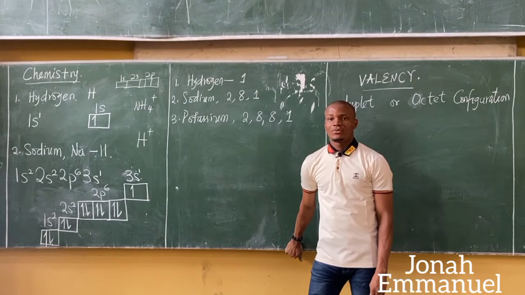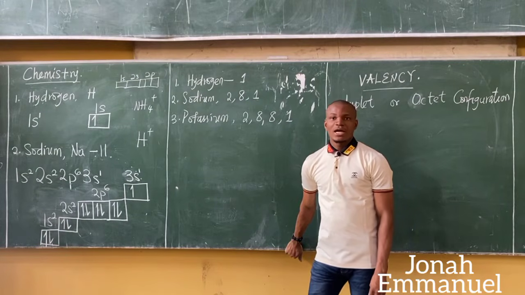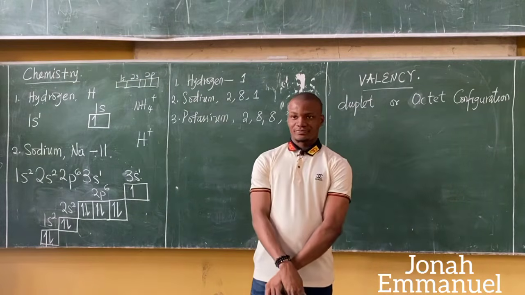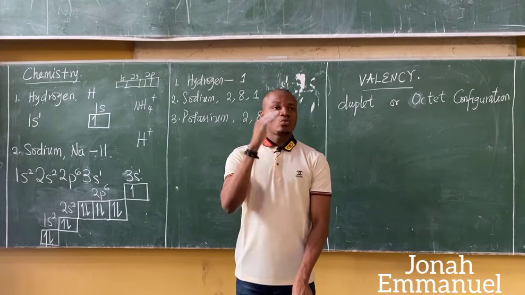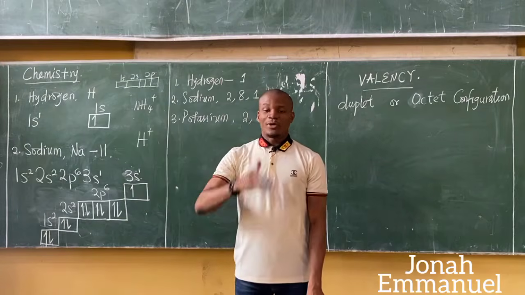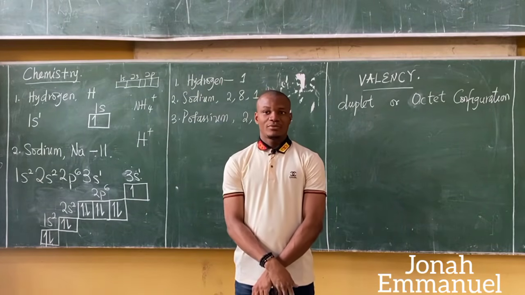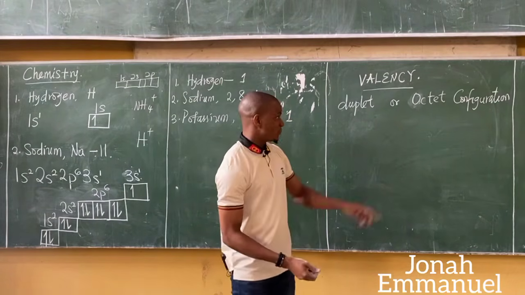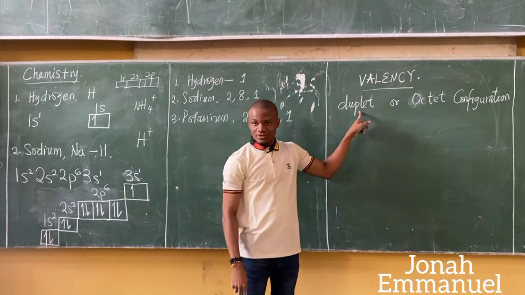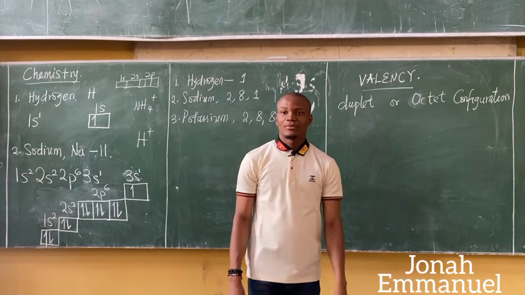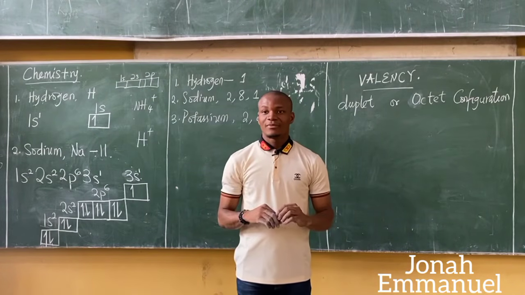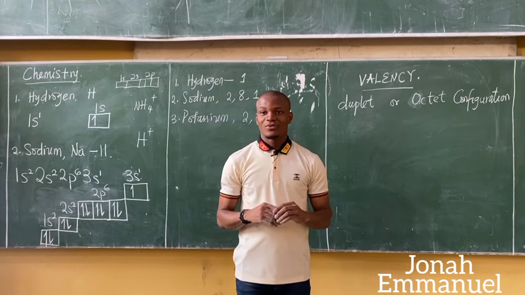Yes or no? Calcium is atomic number what? 20. What will be the configuration? 2, 8, 8, 2. With 2, 8, 8, 2, is it stable? Yes, that's duplet now, 2 valence electrons. So yes, it's stable. So calcium is stable.